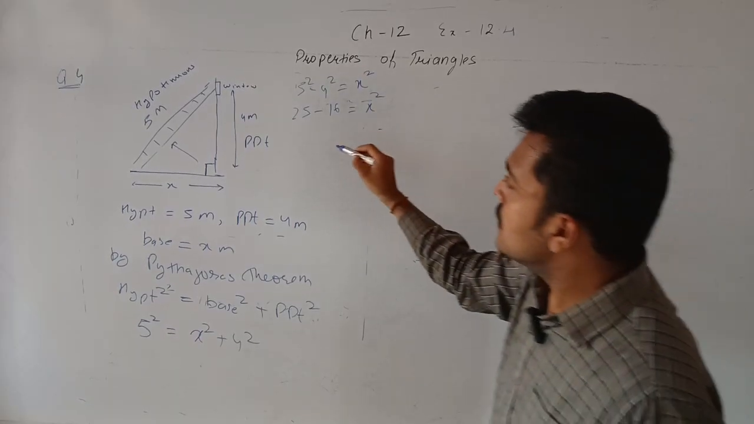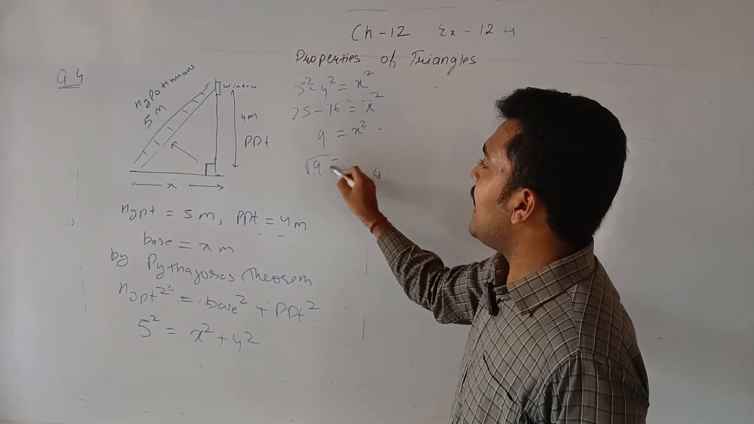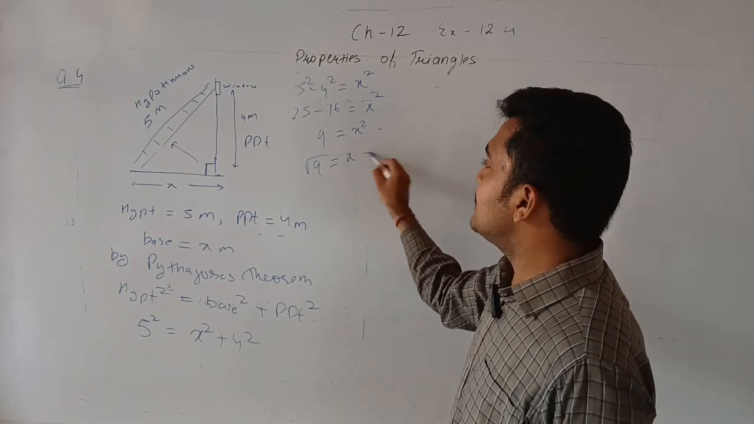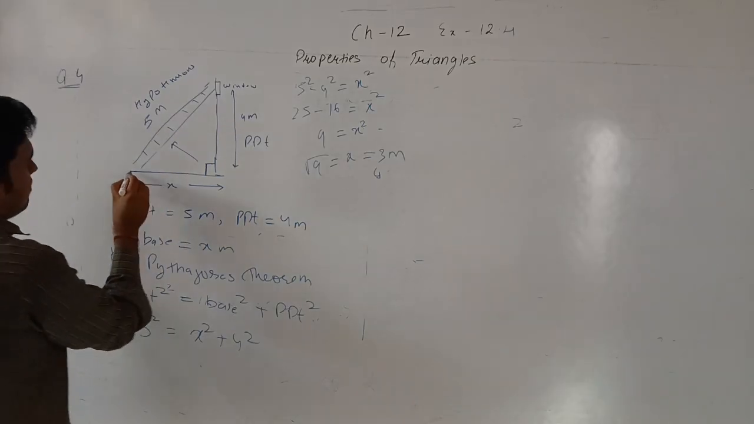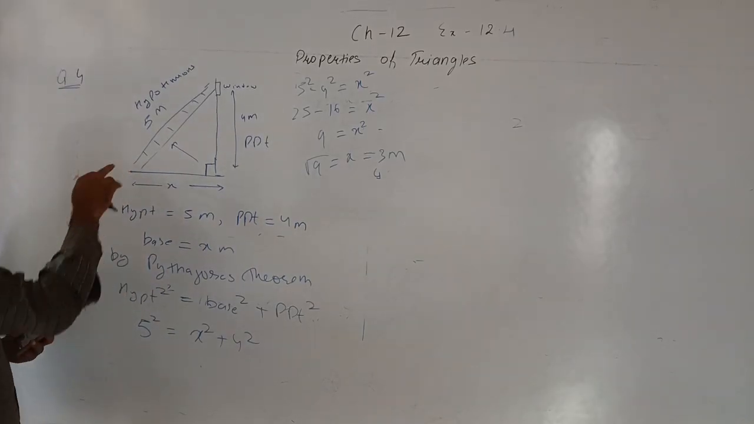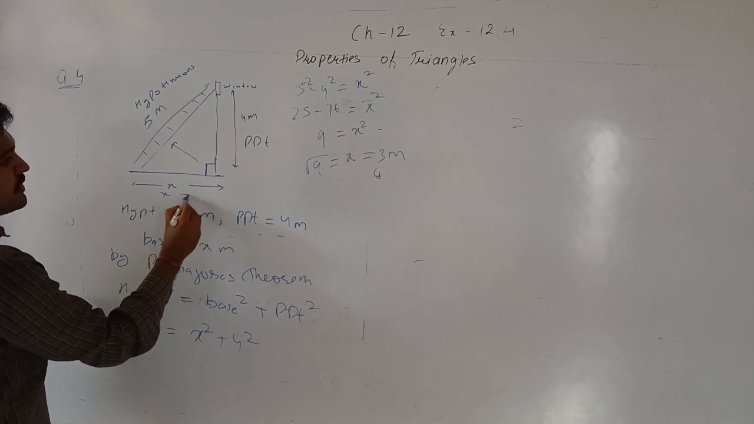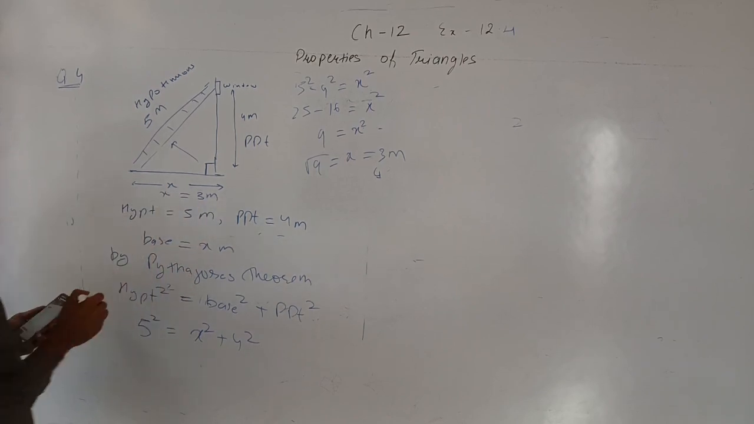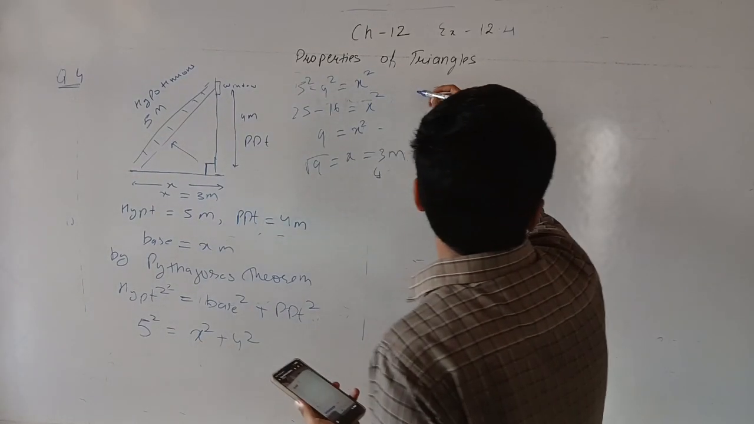So 25 minus 16 is equal to 9, which is equal to x squared. So the square root of 9 is equal to x. X comes out to be 3 meters. So the distance between the base of the ladder and the house, the base, is equal to x, which is equal to 3 meters. So by Pythagoras theorem we have found it.